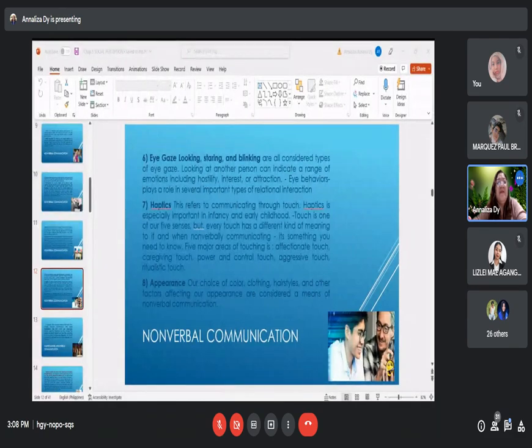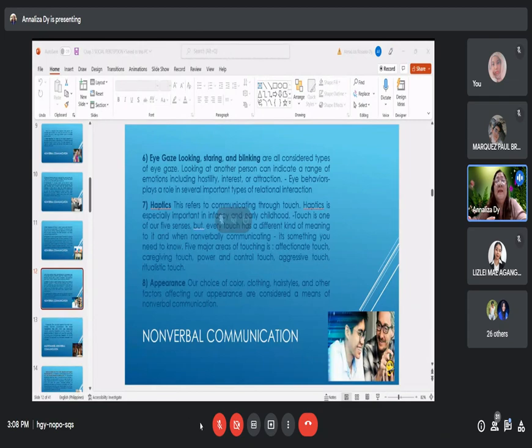Okay, let's differentiate each. Affectionate and caregiving touch are those given to a child, to a baby. Between a married couple, that's affectionate touch. Your hair being combed through with fingers, no? What is the feeling when that is done to you by someone you also love?